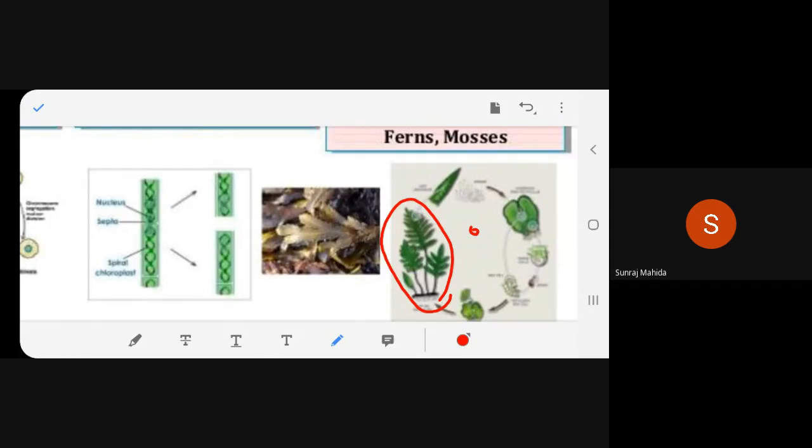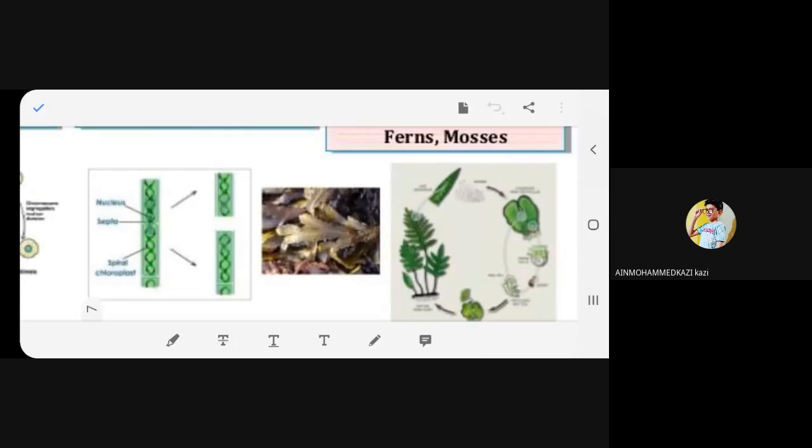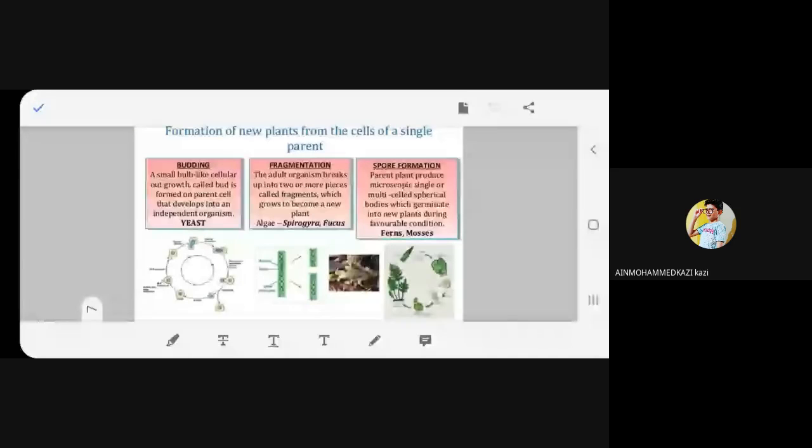Any problem? No. Okay. So you got all the three types of formation of new plants from a single plant, a means of asexual reproduction. One is budding, the other is fragmentation, and the third one is spore formation. I've shown you with all the diagrams. Any problems so far, beta?